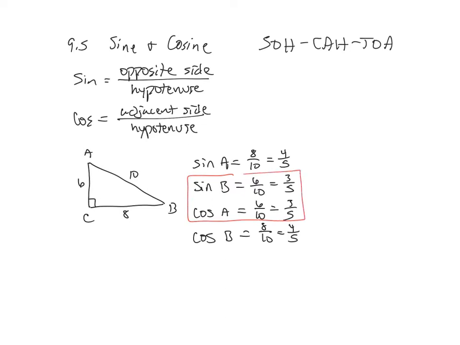Notice that the sine of one of the angles, B, is the same as the cosine of the other angle. And same thing, if you have the sine of A, it's going to be the same as cosine of B. They go hand in hand. That's why they're both combined into one section.